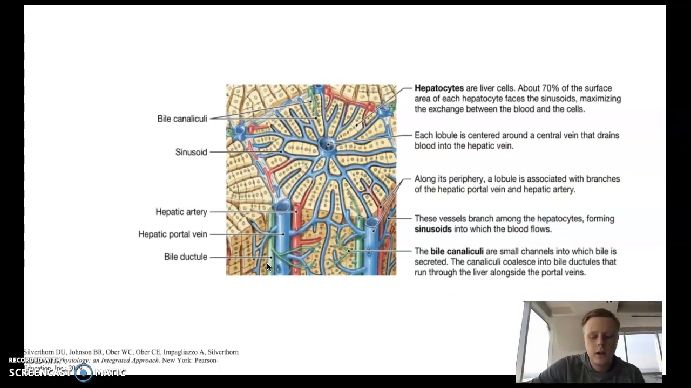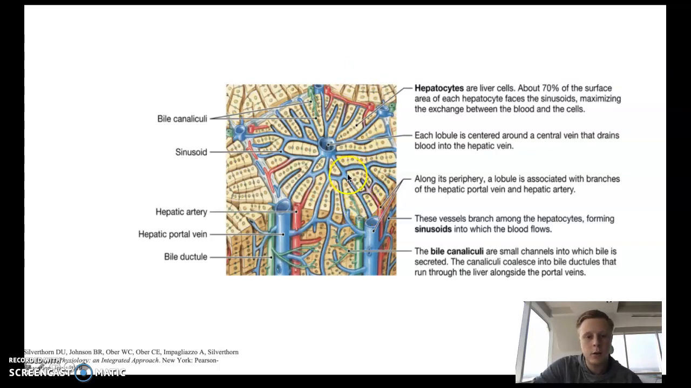Here we see a closer look at liver cells, also known as hepatocytes, and how complex the layout of the liver actually is. Hepatocytes maximize their surface area so that they can exchange as much blood as possible as quickly as possible. All the hepatocytes of a lobule, this big thing, feed into the central vein that drains into the hepatic vein. This allows the blood that's filtered to make it back into the circulatory system.